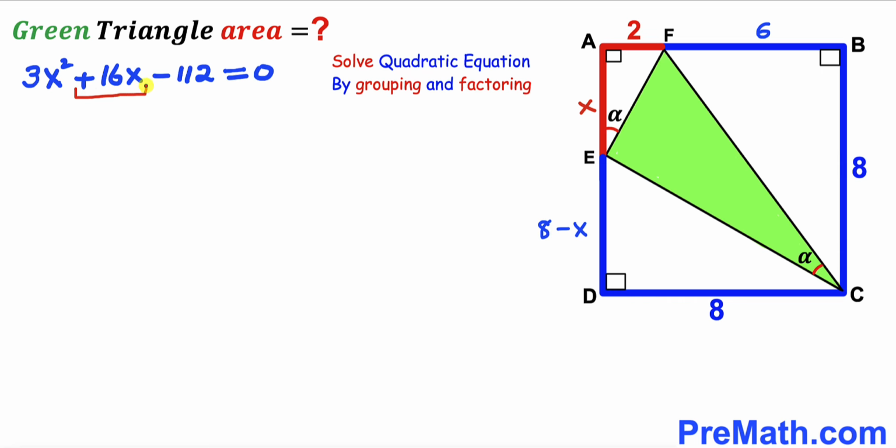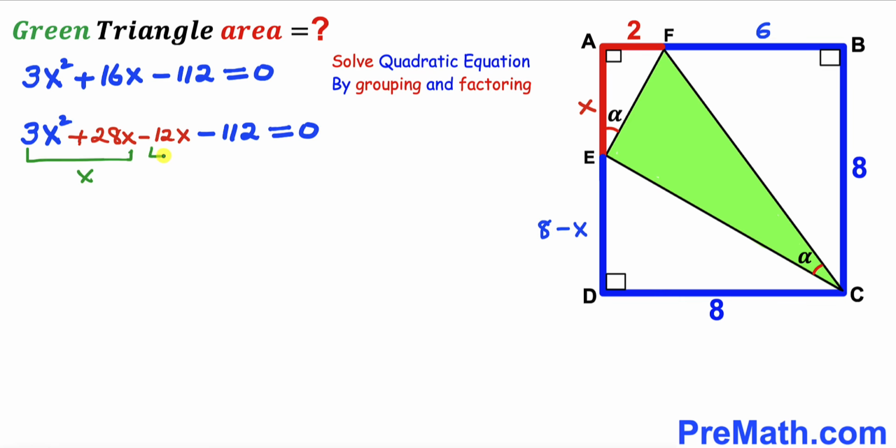We are going to tweak this 16x. This could be written as 28x minus 12x, as you can see in this next step. And here between the first 2 terms we can see x is in common, and between the last 2 terms we can see negative 4 is in common. So therefore we can write x times 3x plus 28, and minus we're going to factor out negative 4.